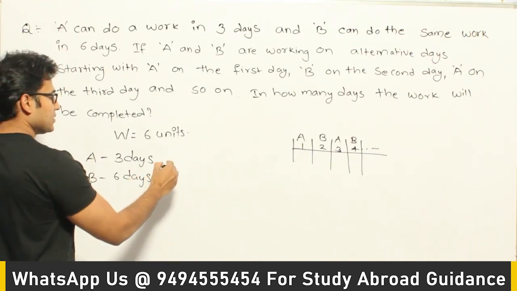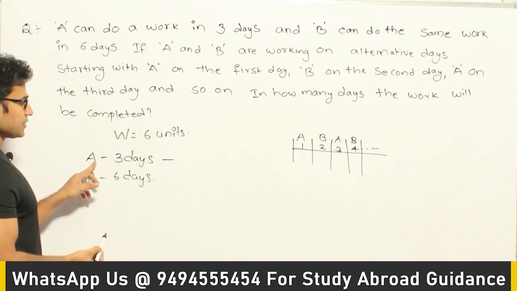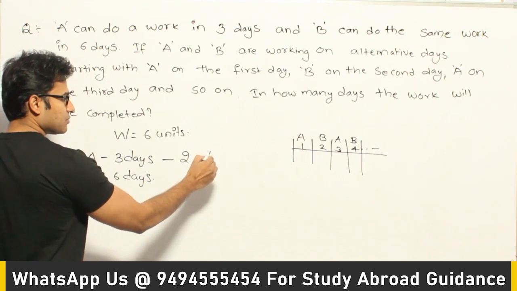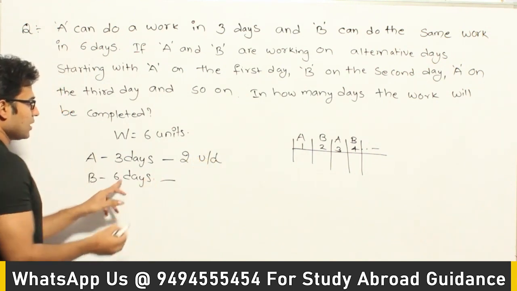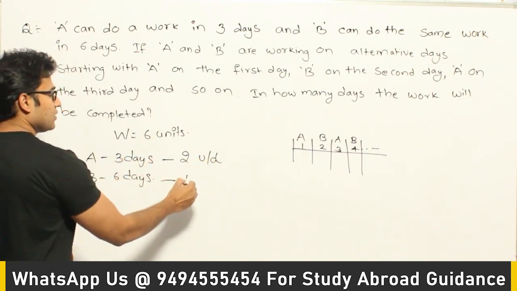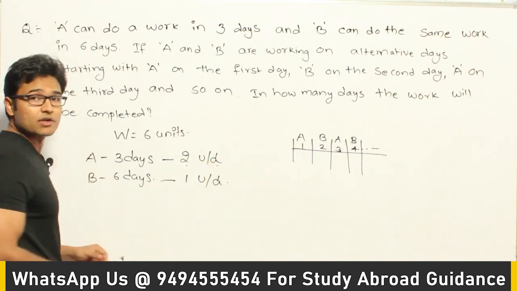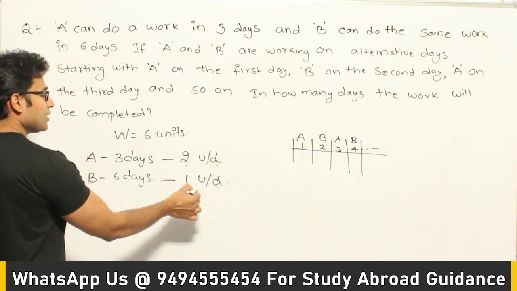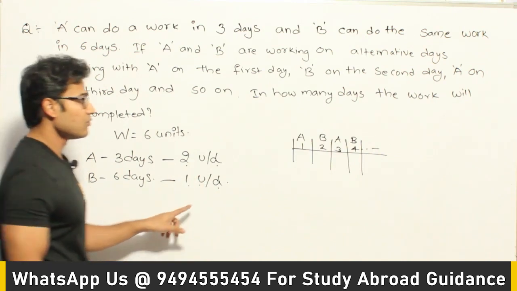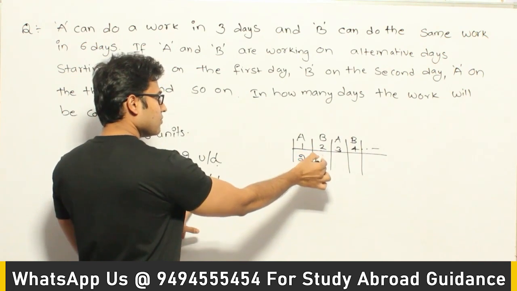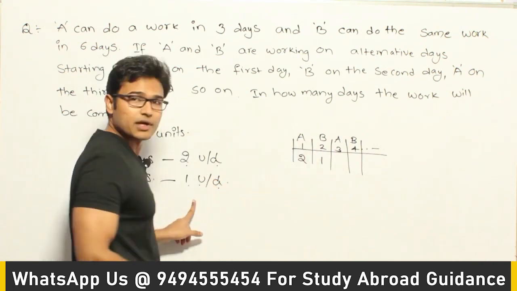Now if that is the case, then what is A's rate? A's rate is 6 by 3, which is 2 units per day. What is the rate of B? 6 by 6, which means 1 unit per day. What does it mean? In one day A can finish 2 units of work and in one day B can finish 1 unit of work.